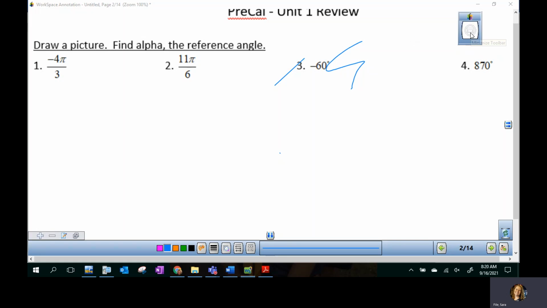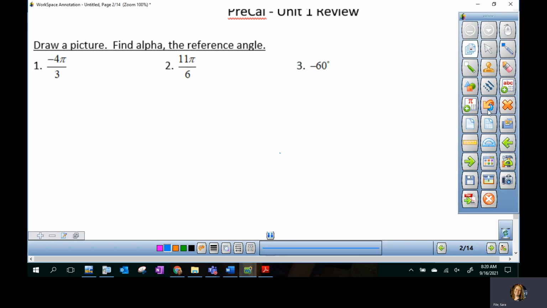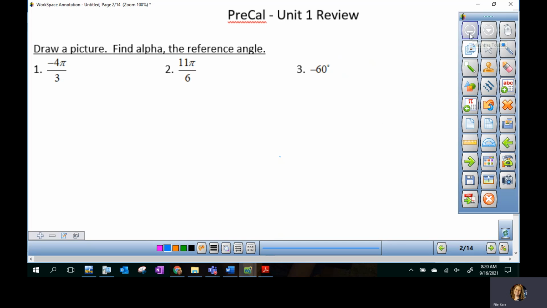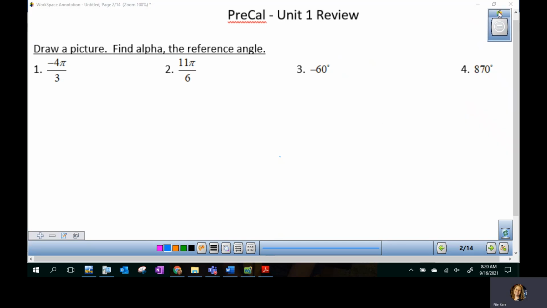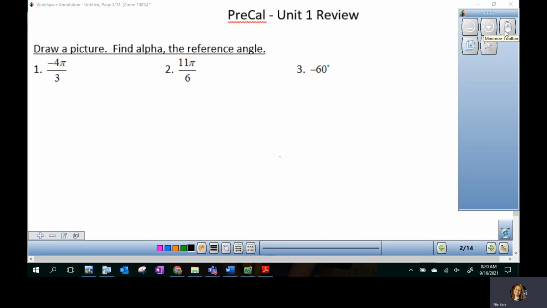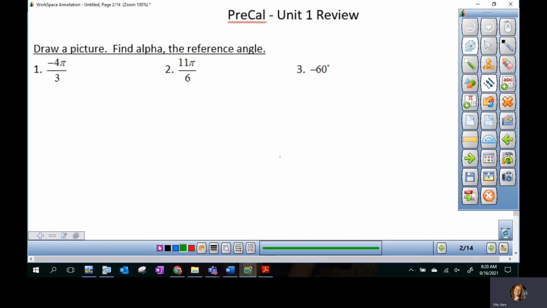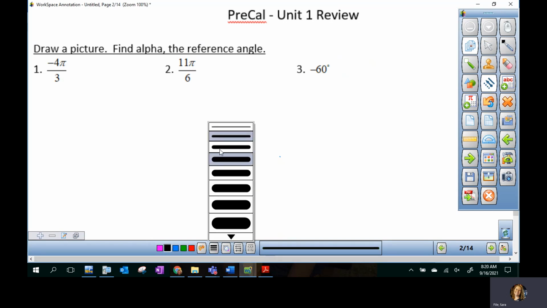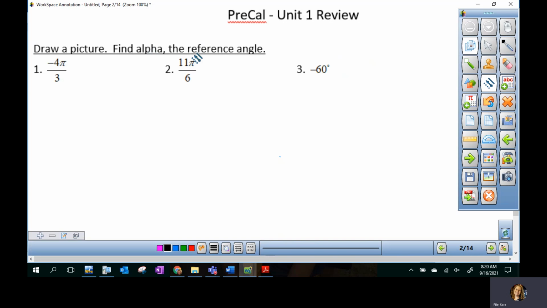So, whoa. This is unit 1, which is right triangle trig and trig on the unit circle. This is our review. The first section is asking you to draw a picture and then find alpha, the reference angle. Some people asked questions in class, like, what is alpha? Alpha is just a variable. They're just saying use alpha to label the reference angle.